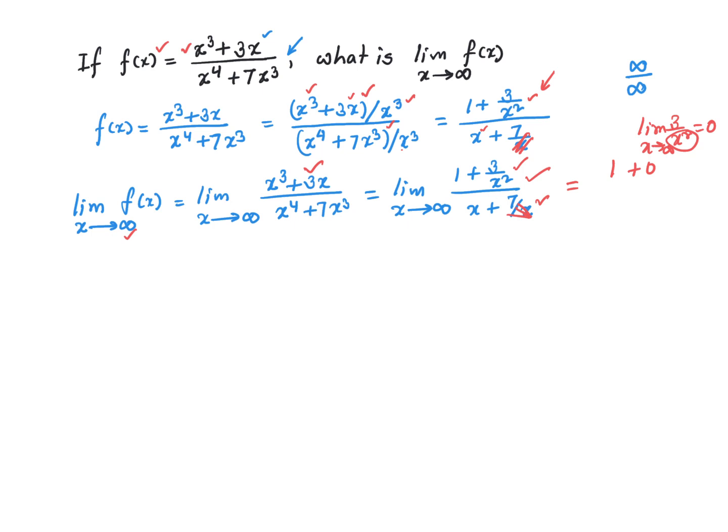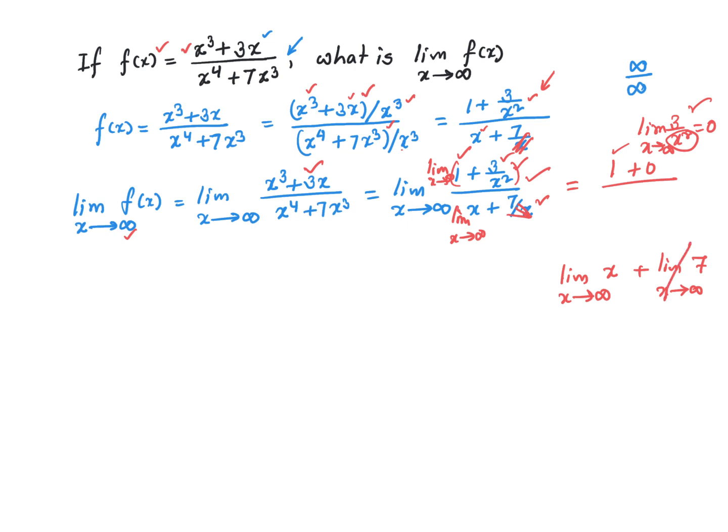First, I will apply the quotient rule, which gives me the limit of the quotient as x approaches infinity: the limit of the numerator and then the limit of the denominator. Then I apply the addition rule to break it down into two functions: the limit of 1 plus the limit of 3 over x squared. The limit of 1 is just 1 and the limit of 3 over x squared is just 0. Similarly, in the denominator, I will have the limit as x approaches infinity of x plus the limit as x approaches infinity of 7.